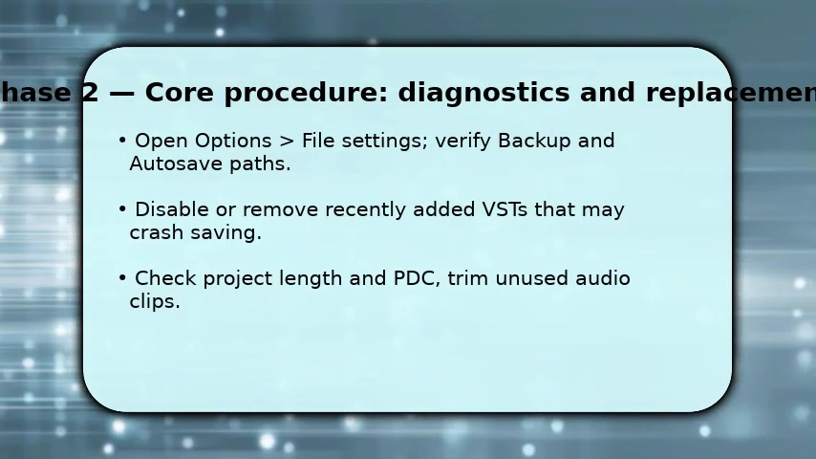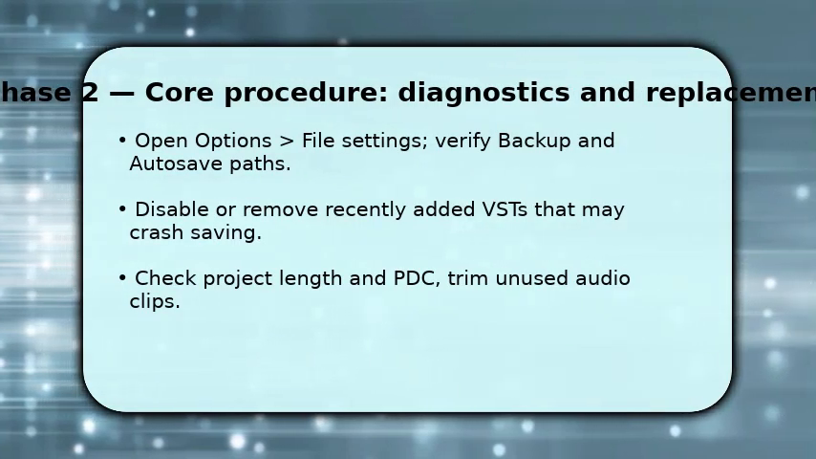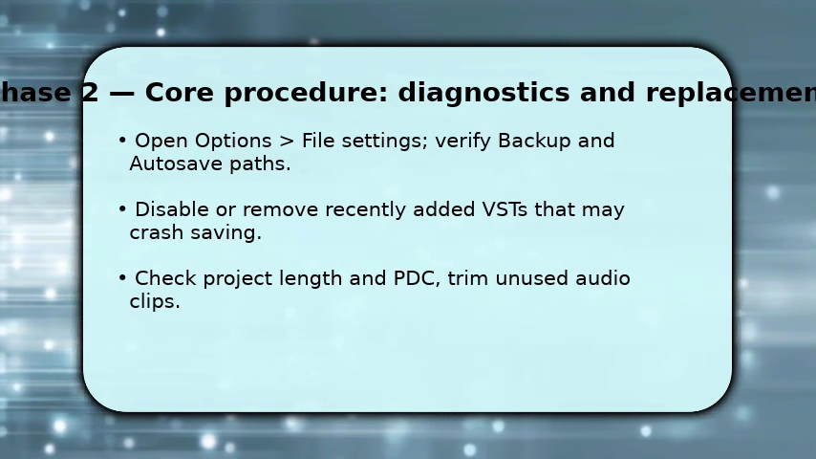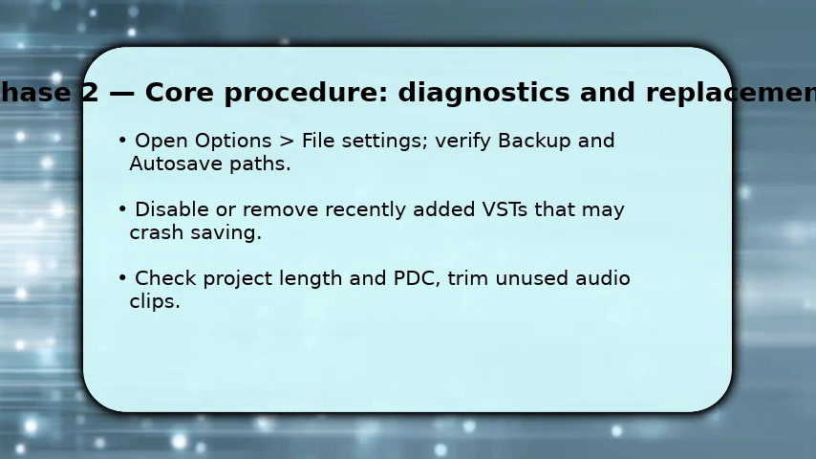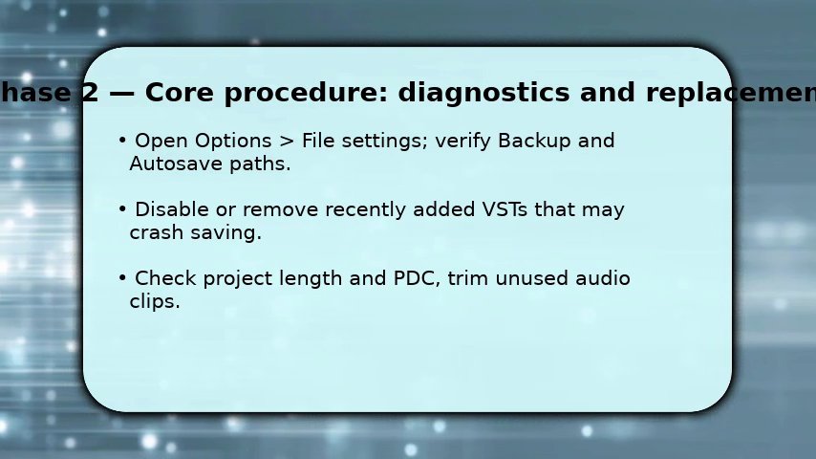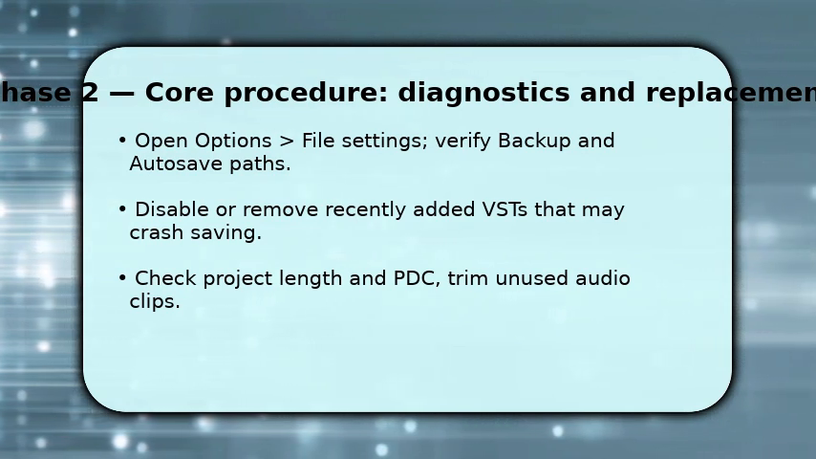Now inspect FL Studio itself. Open Options, then File Settings, and confirm backup and autosave paths point to a valid writable folder. Change them if needed. Autosave prevents data loss.